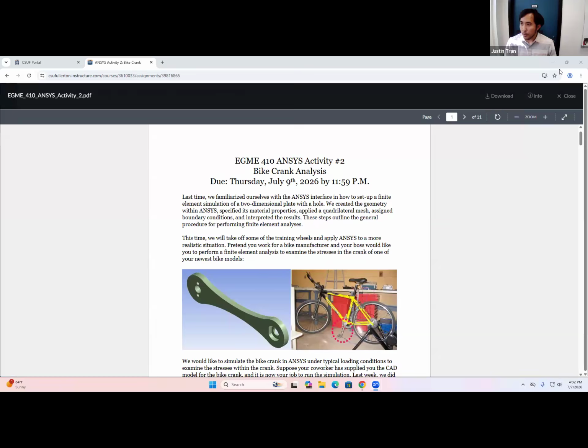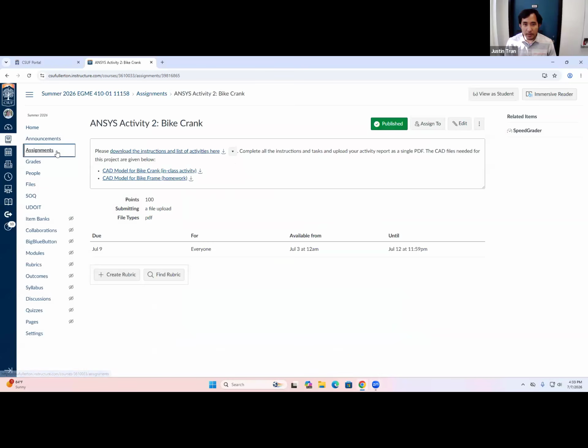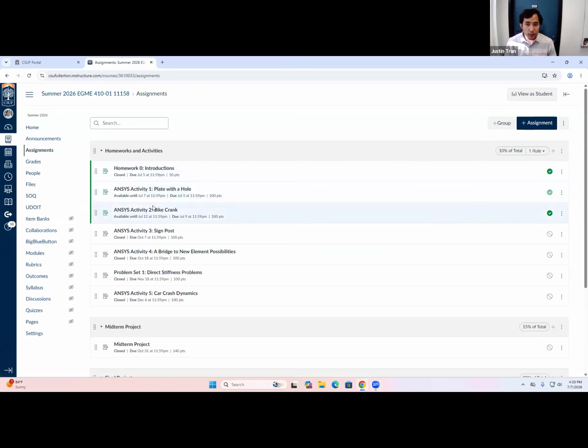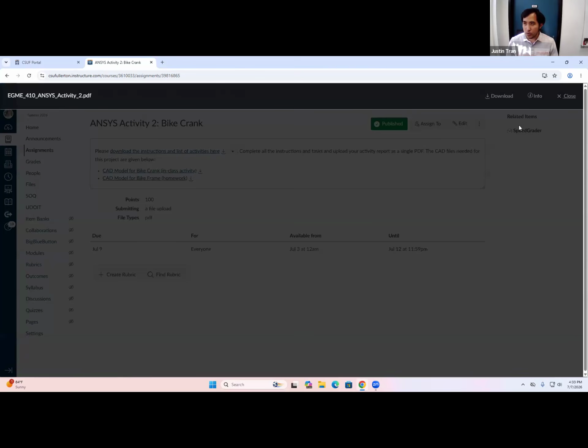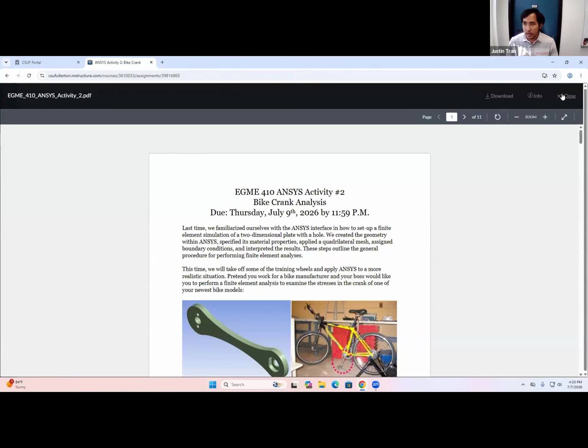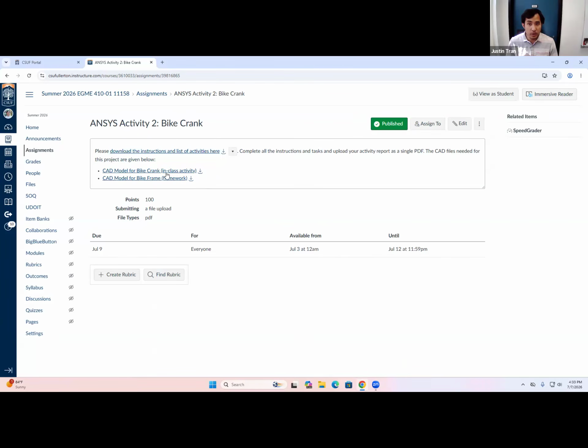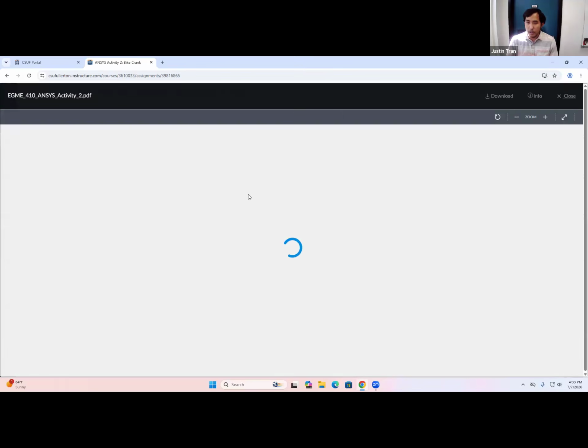The starting point is the assignment page I posted for ANSYS Activity 2. On the Canvas site, click on ANSYS Activity 2. There are a few files to download. First, there is the PDF, which has all the instructions and the activities, and we'll go over the first half of it together. Then there are CAD files to download as well. There is a CAD file for the bike crank, which we're going to use for the activities in class, and another CAD file for a bike frame, which is something you do at home. We'll go through the first part here.